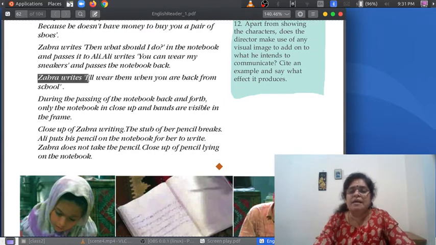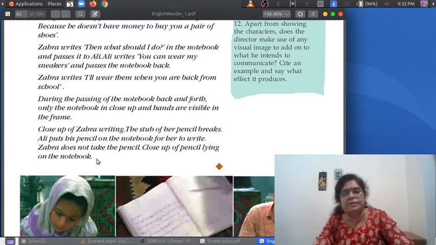Sarah writes, I will wear them when you are back from school. During the passing of the notebook back and forth, only the notebook in close-up and hands are visible in the frame. Close-up of Sarah writing. The stub of her pencil breaks. Ali puts his pencil on the notebook for her to write. Sarah does not take the pencil. Close-up of pencil lying on the notebook.